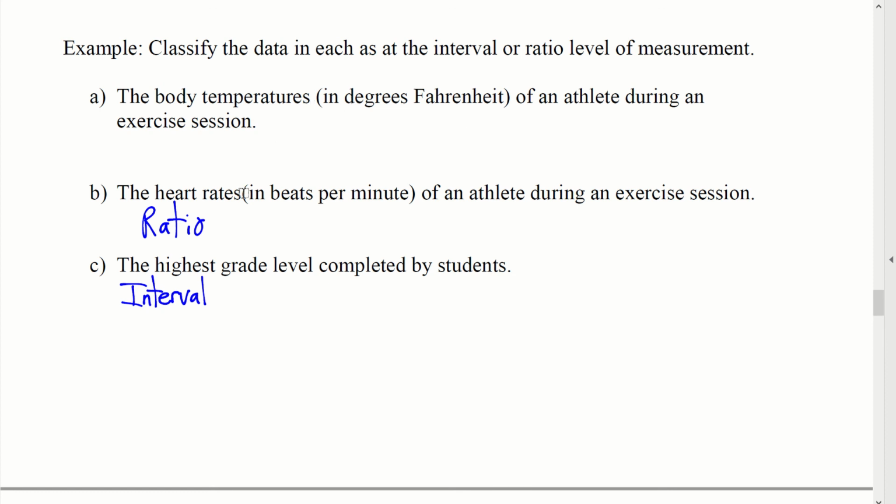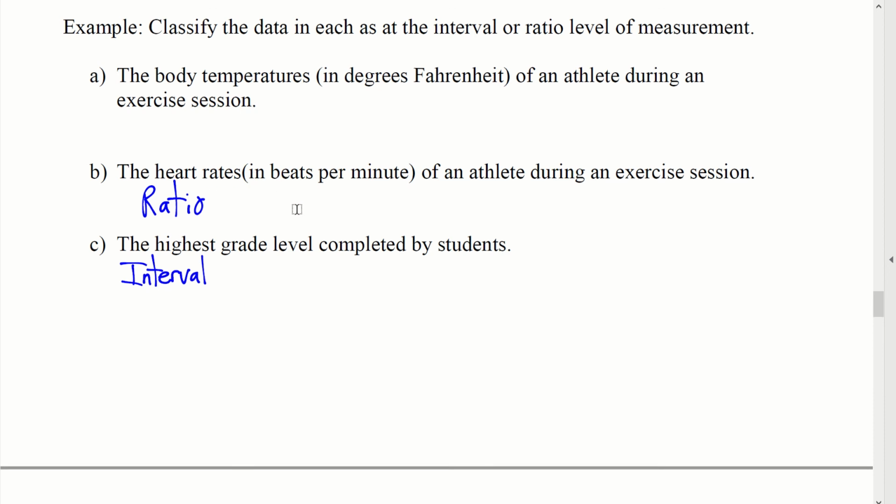In Part B, the heart rates in beats per minute of an athlete during an exercise session, that's going to be ratio. So at a ratio level, if somebody's heart is beating at 50 beats per minute versus someone whose heart is beating at, let's say, 100 beats per minute, the 100 beats per minute is literally twice the rate of the person whose heart is beating 50 beats per minute. We do have a morbid true zero in this system. Literally, if someone's heart had 0 beats, there'd be no heartbeat at all. So it does have a true zero there.